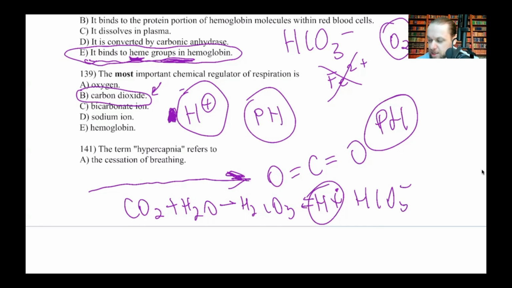Oftentimes I hear people say CO2 is an acid, and that's what's responsible for that. CO2 is not an acid. What truly happens is CO2 combines with water, and through this reaction forms the hydrogen ion, and this is what truly determines the regulator of your respiration. Because if pH drops, I want to increase my respirations. If my pH is going up, alkalosis, maybe I want to decrease my respiration. So that's basically what this is.